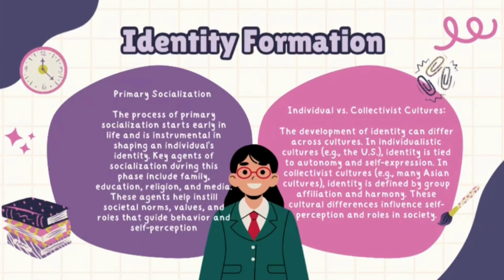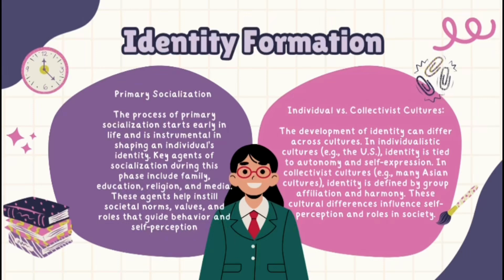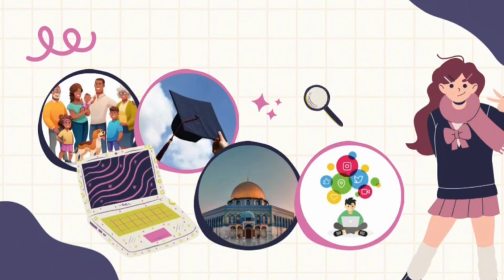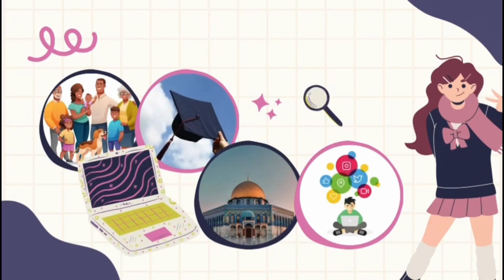Let's move to identity formation. Identity formation begins in early life through socialization, where individuals learn societal roles, norms, and values. On the left, primary socialization. Primary socialization occurs within the family, educational institutions, religion, and media, which all play key roles in shaping how we view ourselves and our place in society.